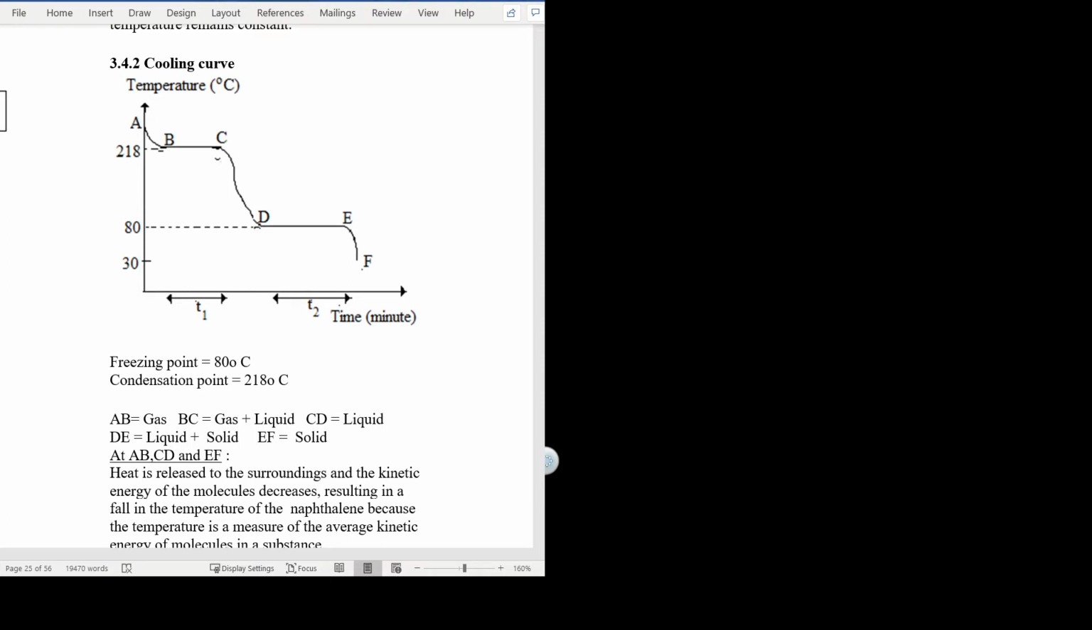So now let's look at our cooling curve. Given here is the cooling curve for the same material, naphthalene. Why can I say so? Because as you can see there, the freezing point is where the substance starts to become solid, and the condensation point is where the substance starts to change from gas to liquid.